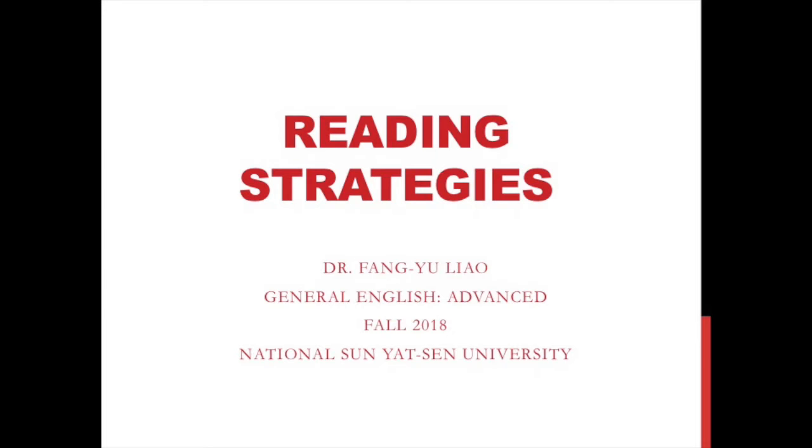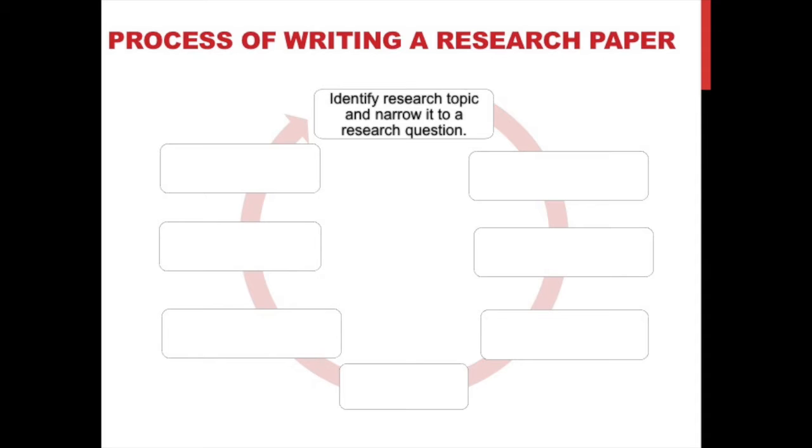Today we're going to talk about reading strategies for our lessons today. So before we talk about reading strategy, let me recap what we have learned so far on the process of writing a research paper. As we talked about in previous lessons, the first step for you to write your research paper is to identify a research topic and narrow it down to a research question, which every one of you actually has already. Then probably you remember the second step is locating sources of information on the topic that you have chosen.